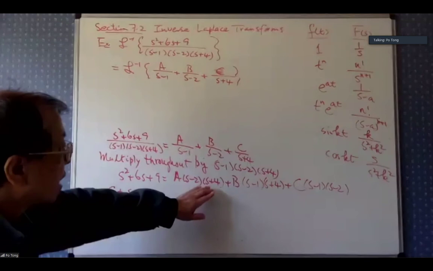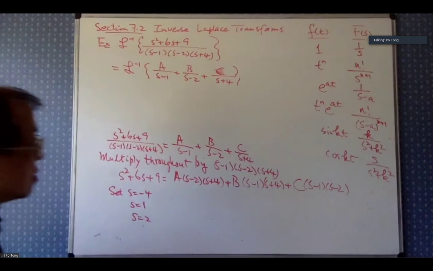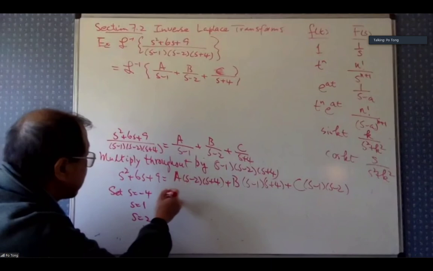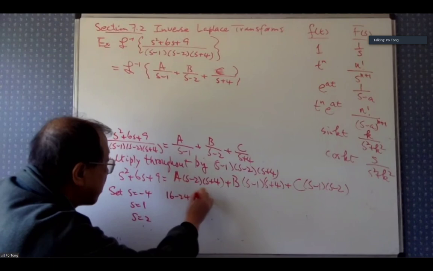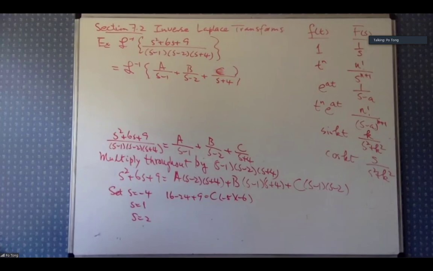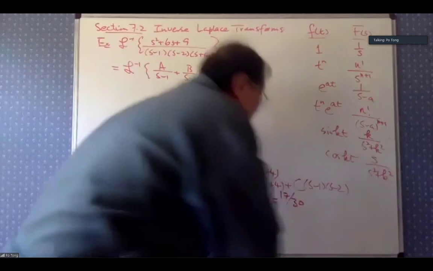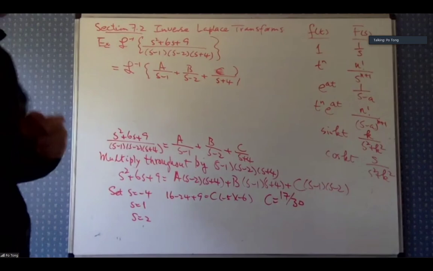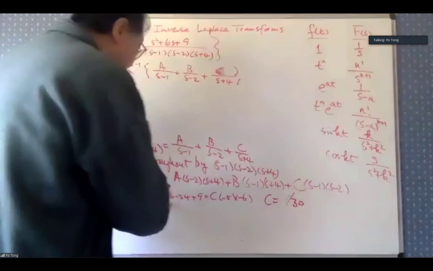Negative 4 will get rid of both the first one and second one. This will be 0 now. Negative 4, put it in there. I have 16 minus 24 plus 9 is equal to C times minus 5 times minus 6. Minus 8 plus 9 is 1. C is 1 over 30. Okay.